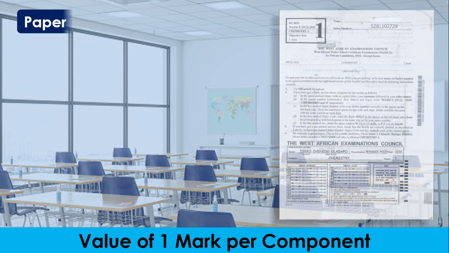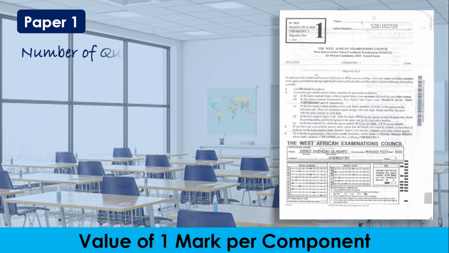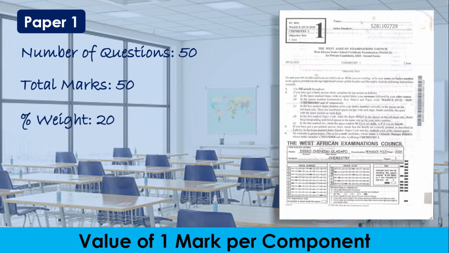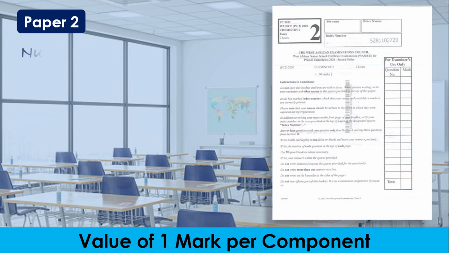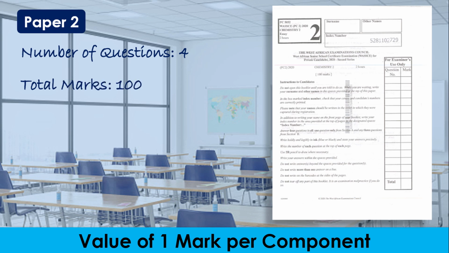The objective test, which contains 50 questions, has a total of 50 marks. This means that the value of one question is 1 mark. The paper contributes a weight of about 20% to the overall score of the subject. This means that each correct question answered in the multiple choice test has a weight of about 0.4%, obtained by dividing 20% by 50. The essay consists of 4 questions made up of 100 marks.